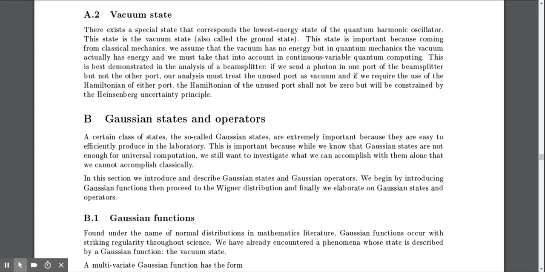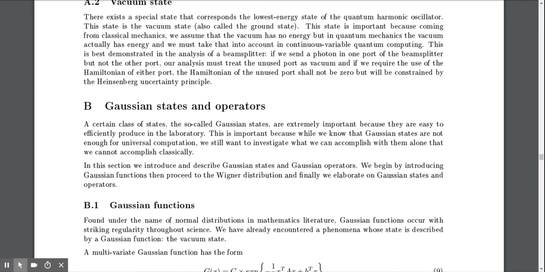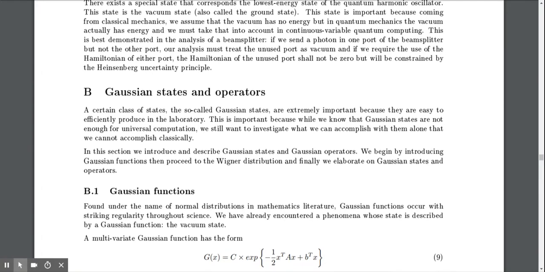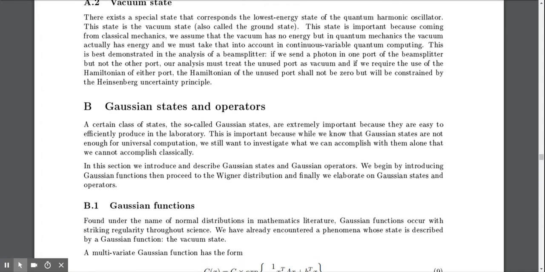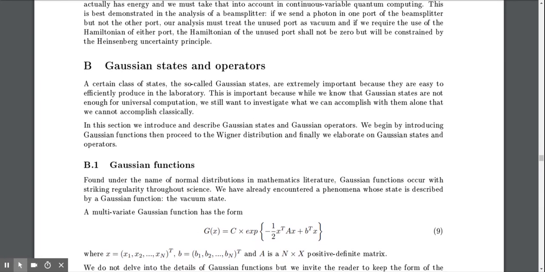Interesting. So vacuum, it doesn't mean no energy. Okay. Gaussian states and operators.